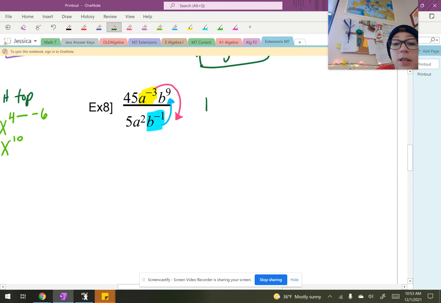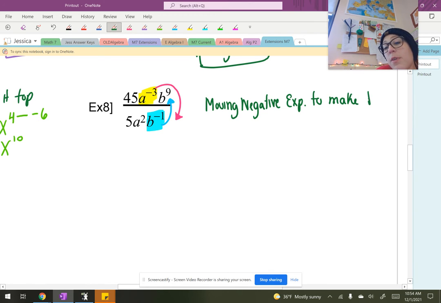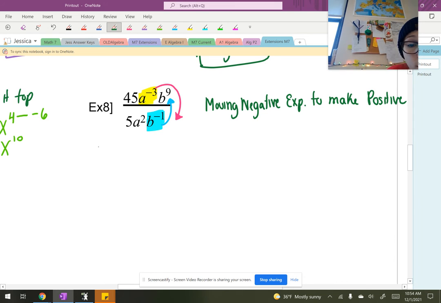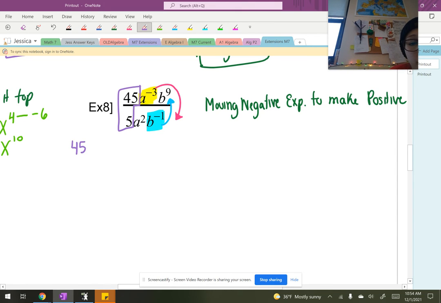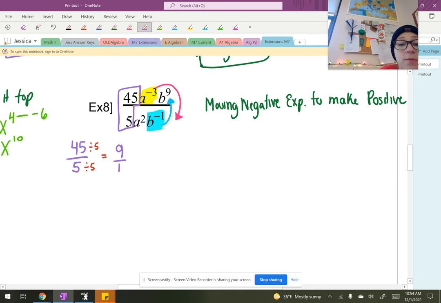And again, all I'm doing here is moving my negative exponents to make them positive. So I now have, well, let's deal with that 45 and 5 because why not? 45 divided by 5. Both of those pieces are divisible by 5. Gives me 9 over 1, or just 9.